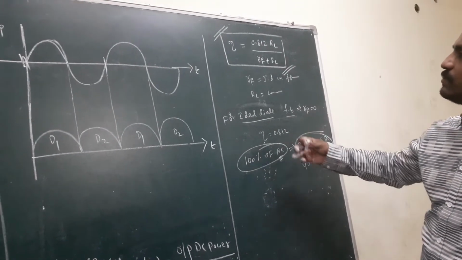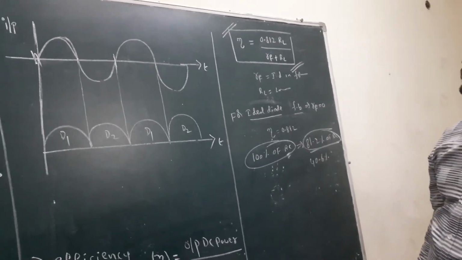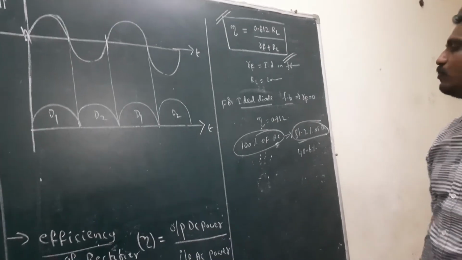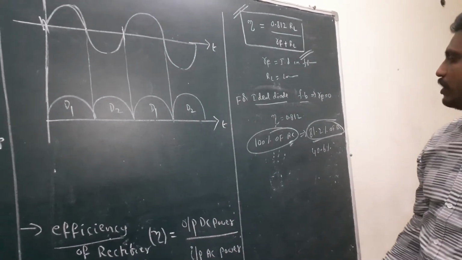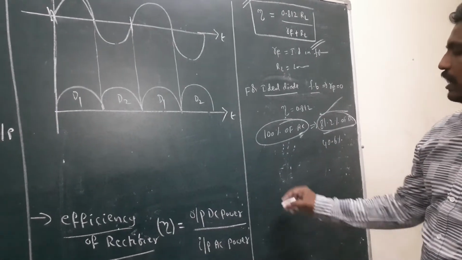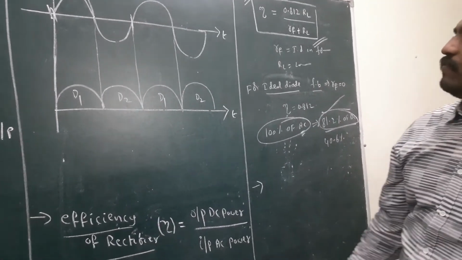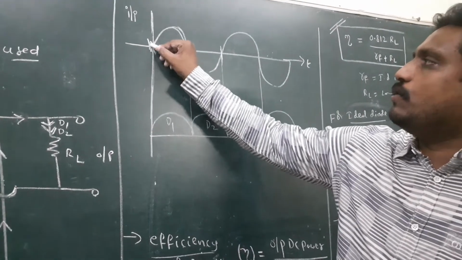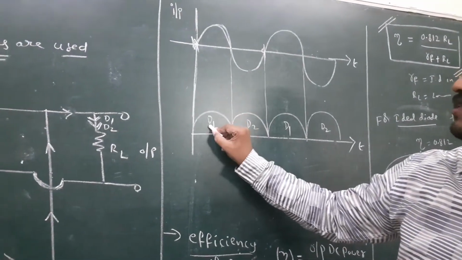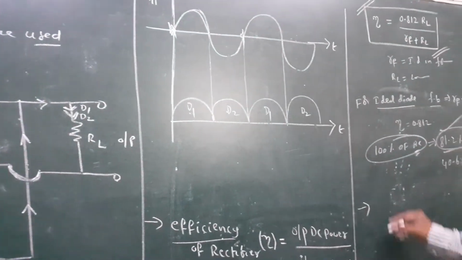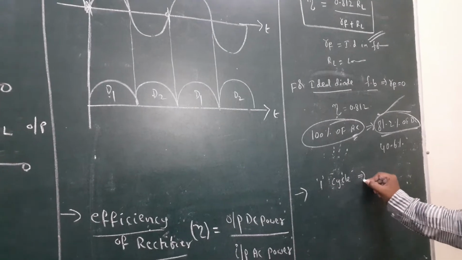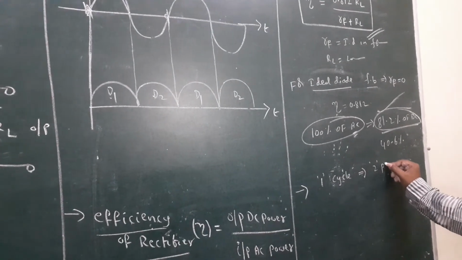What is the difference between half wave and full wave? In the half wave rectifier we use only a single diode. In the full wave rectifier we use two diodes, nana. That's why more output power is developed here. And again, according to the graph, from here to here, what is this called? One cycle. Here how many pulses? One pulse, two pulses. That means one cycle of input gives two pulses of output.